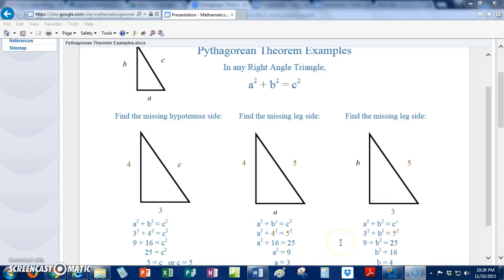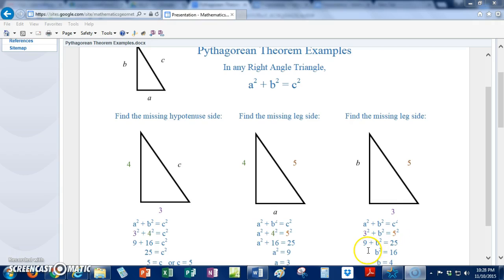Now what if the other side is missing? Well, you do it exactly the same way. You do a squared plus b squared equals c squared for the formula, plug in 3 for a and 5 for c, giving you 3 squared plus b squared equals 5 squared. Square the numbers, so 3 squared is 9, 5 squared is 25. And again, we're going to have to subtract 9 from both sides in order to solve for b.